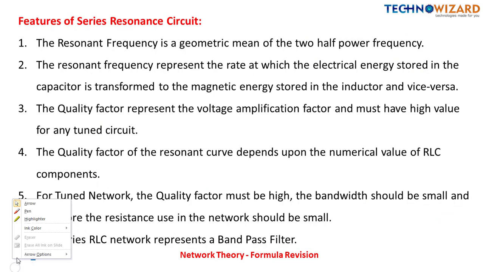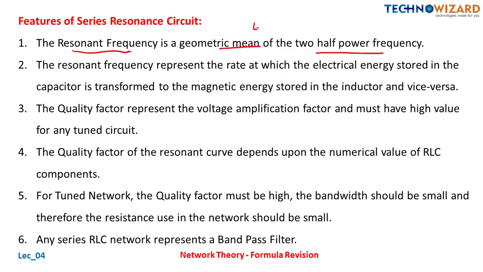Now what are the features of a resonant circuit? You can study this from here, read it out, or make notes from here. First of all, the resonant frequency is the geometric mean of the two half power frequencies. I have already told you omega naught is equal to root of omega 1 and omega 2, which can also be written like this.